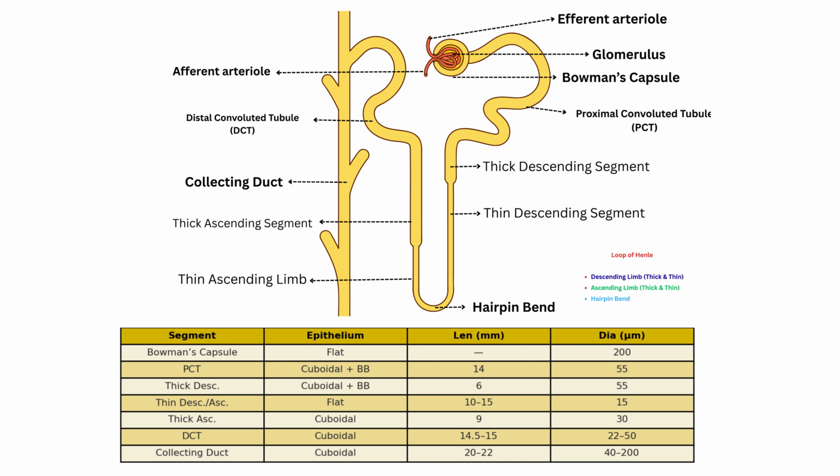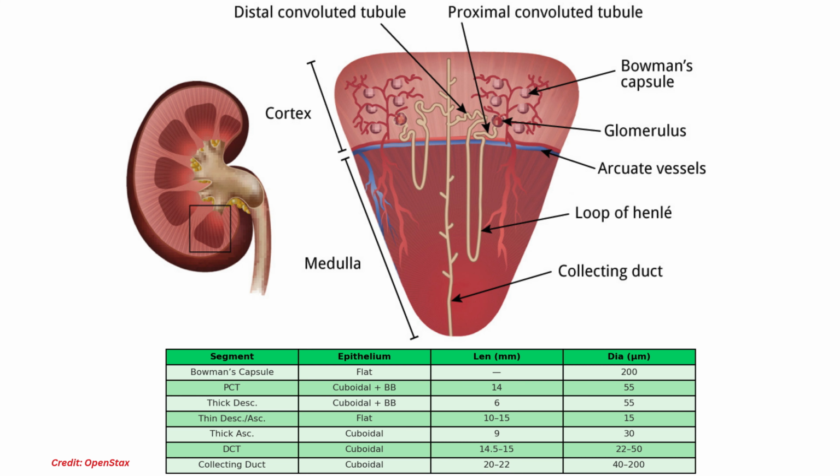The terminal part of this thick ascending limb runs between the afferent and the efferent arterioles of the same nephron and forms the macula densa, a key part of the juxtaglomerular apparatus. From here, it ascends to the cortex and continues as the distal convoluted tubule or DCT.